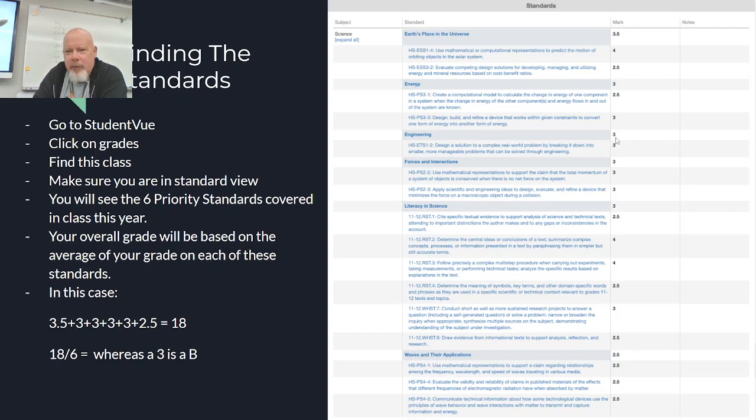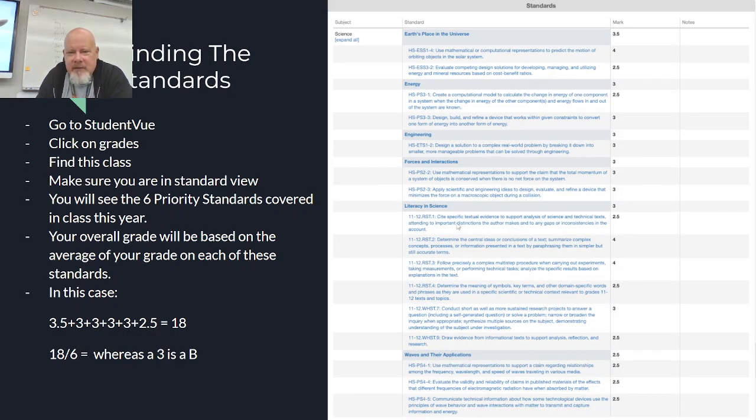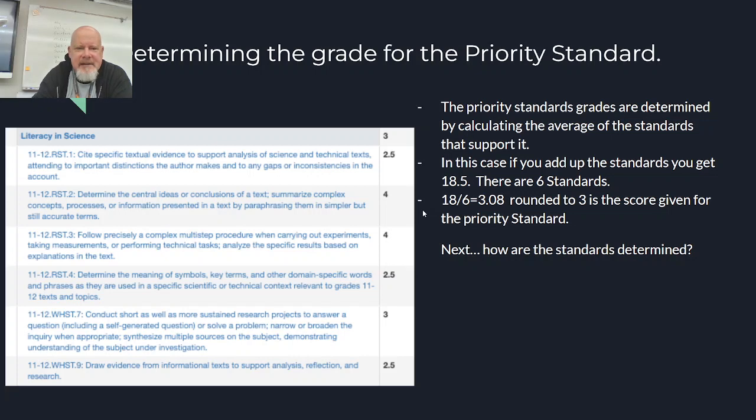So with that said, how do we get these priority standards? Where does that 3 come from? Where does this 2.5 come from? If we take, for example, literacy and science, I'm going to go back here. This is literacy and science right here. There's your reporting standard, and you can see that there are standards underneath.